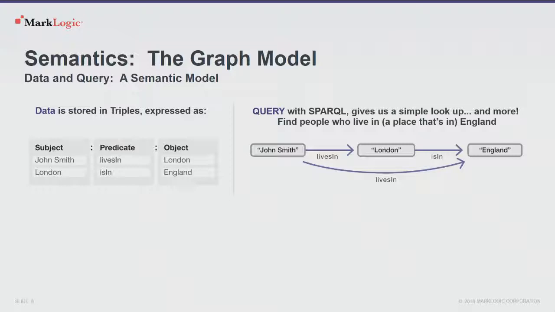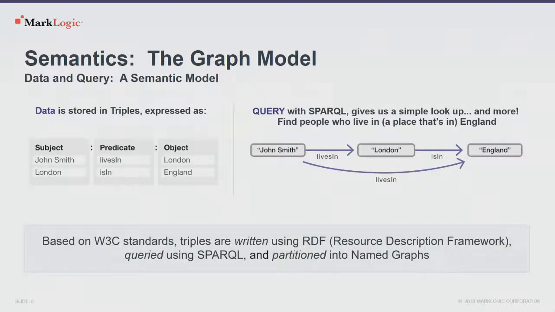That's a standard language, a little bit like SQL. It allows us to do simple lookups, graph traversals, and things like inference. So I can infer that John lives in England because he lives in London, and that's in England. And these are standards. These are W3C standards for RDF. The Resource Description Framework defines the standard for triples. There's a standard for SPARQL, and there's a standard for named graphs. Okay.